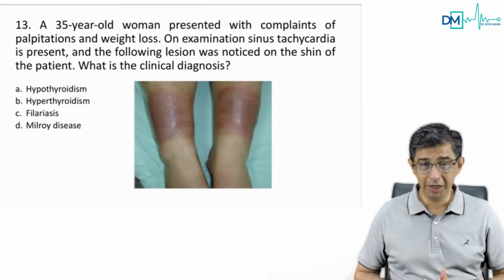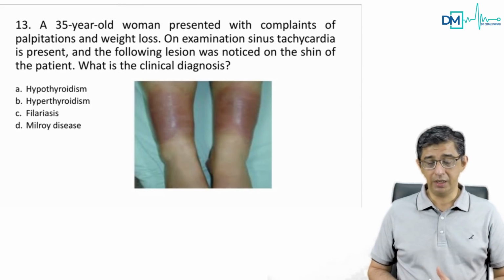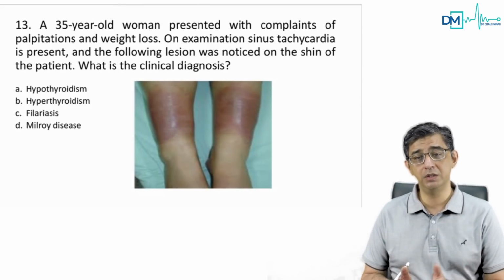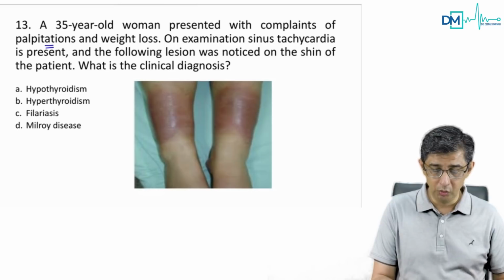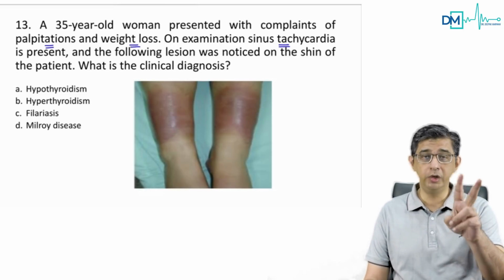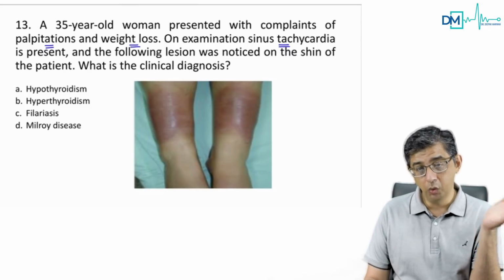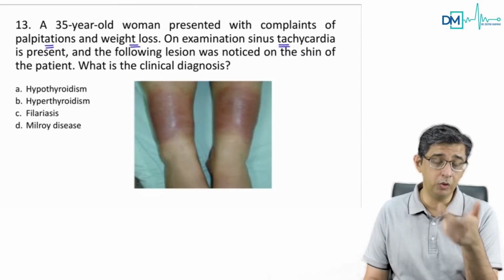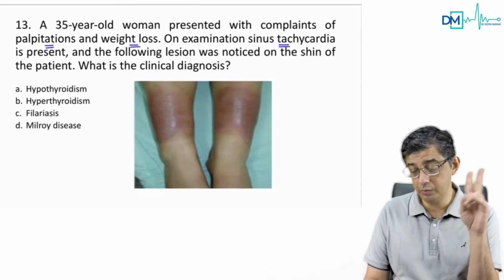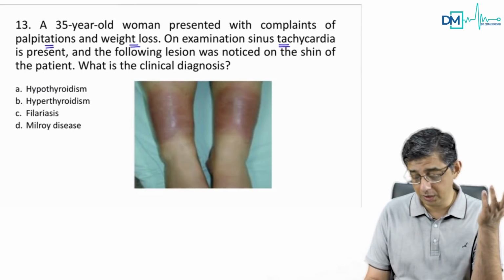This lady has presented with complaints of palpitations and weight loss. On examination, there's a sinus tachycardia. The moment you read about palpitations, weight loss, sinus tachycardia, you know that either this is pheochromocytoma or it is thyrotoxicosis. These are the only two things which have to be put in the differential diagnosis. Both of them can manifest these. Now, pheochromocytoma has already come two times in your exam. Two questions we have already solved. Unlikely the third one will also be pheochromocytoma, and then he's giving a skin lesion.